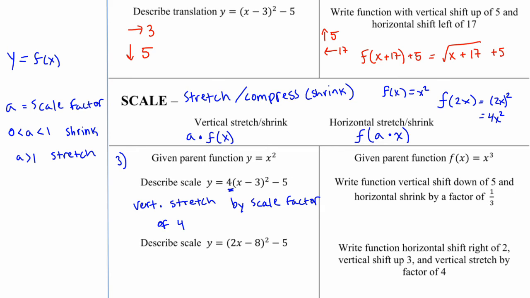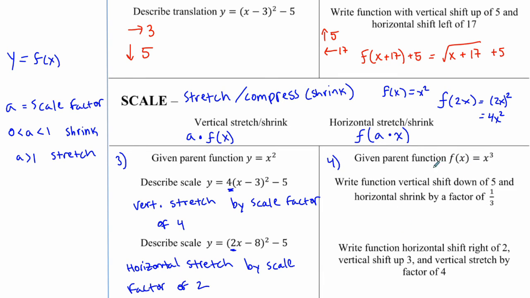And for the second part, we see we're multiplying by 2 on the inside of the parentheses, so that's going to be a horizontal stretch. A horizontal stretch by a scale factor of 2.